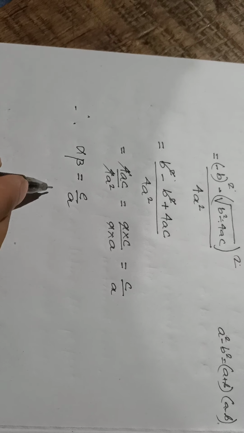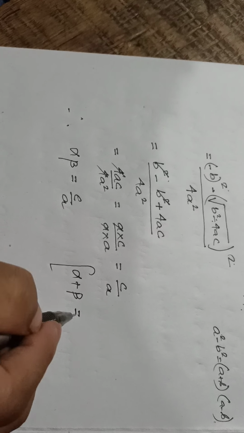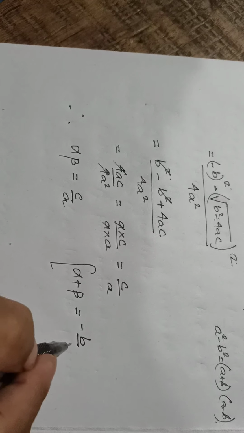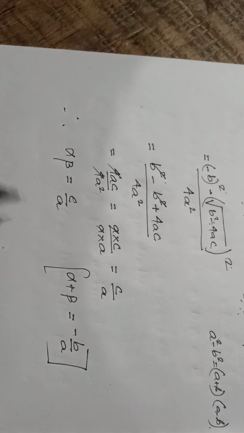Remember, the sum of the roots, alpha plus beta, is −b/a. So these are the relationships between roots and coefficients of the quadratic equation.